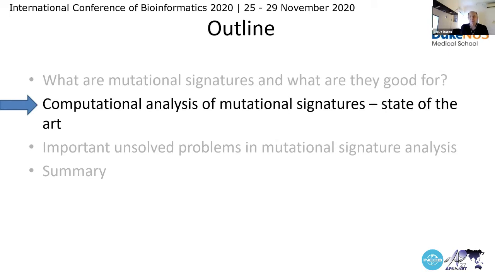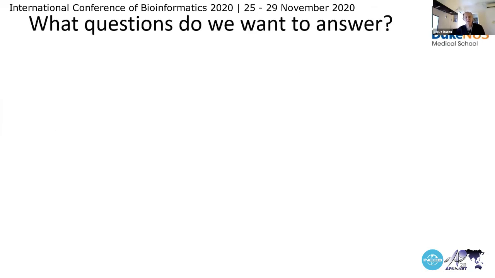So that's an example of how mutational signature analysis can illuminate cancer epidemiology, and ideally this will lead to people avoiding consuming these herbs and also maybe some regulatory changes that would make it harder for people to be exposed to these herbs. So now I'm going to switch gears to the computational analysis of mutational signatures and sort of what we know today. So I'm going to talk about the questions we want to answer.